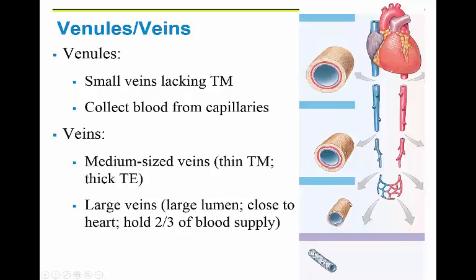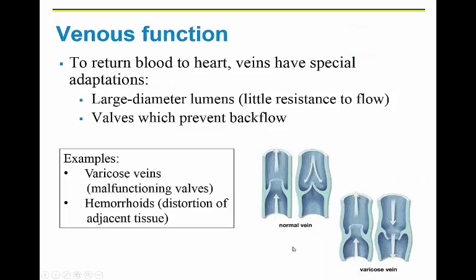The function of the venous system is to return blood to the heart. Veins have specialized adaptations. They want to have a large diameter. We saw that in our image comparing the arteries versus the veins. This allows for little resistance to flow. And then they also have valves which will prevent backflow.